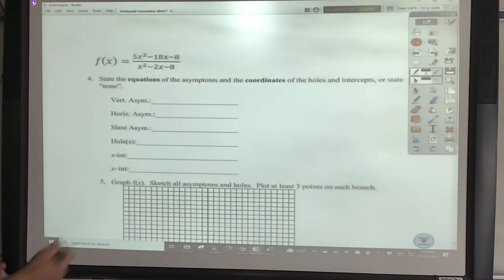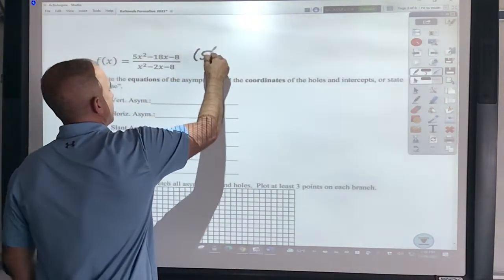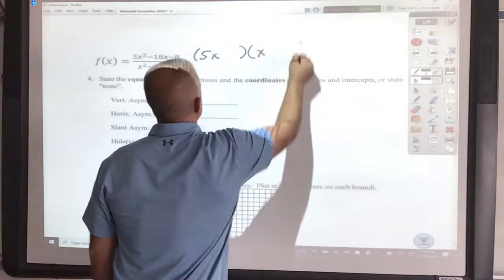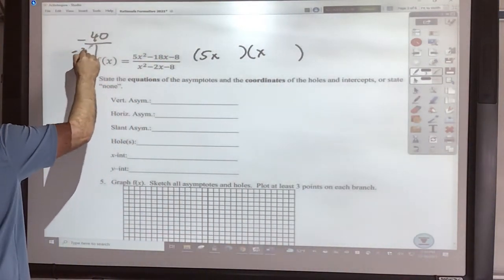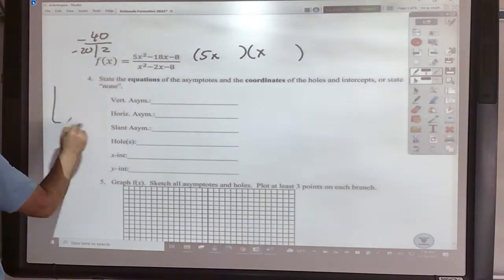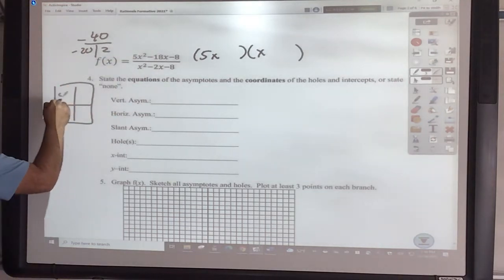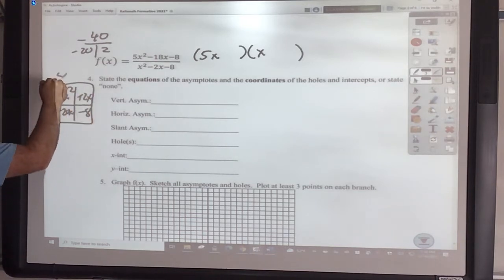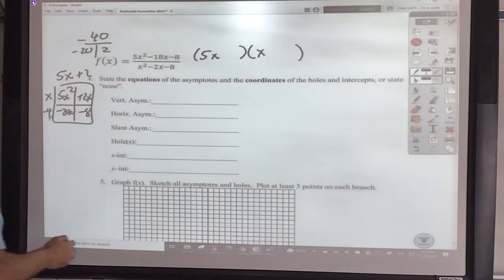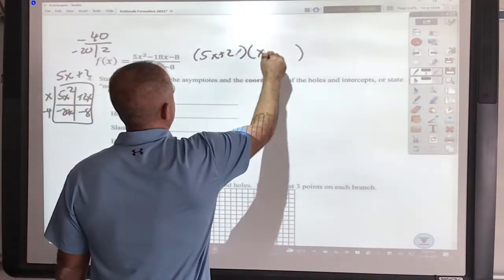Okay, this one, I want to factor it. So that's going to be factors of -40. That'd be -20 and 2. That would add up to that. Okay, so I got 5x squared minus 20x plus 2x minus 8. So that'd be x and 5x. That'd be 2. That'd be -4. So I got 5x plus 2, x minus 4.